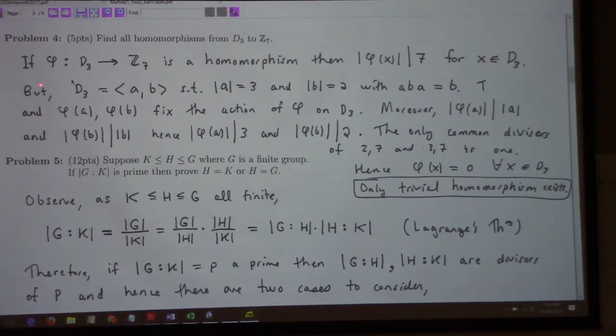Anyway, if you have a homomorphism from D3 to Z7, then you need some different things. First of all, you need that the order of the image divides the order of the target space, which is Z7 here. Which means that your images have to have order 1 or 7. Them's your choices. On the other hand, D3 is generated by a and b, a of order 3, b of order 2, such that they play like so.